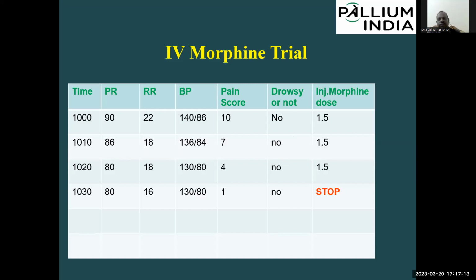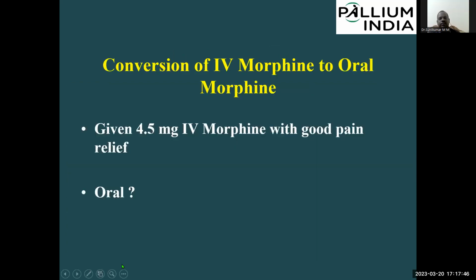So we usually do 1 or 2 intravenous morphine titrations every day for patients with severe pain. So this patient received 4.5 milligram of IV morphine. Patient, immediately after pain relief, wanted to go home. He says, doctor, I want to go home. So what would you do? You have to convert intravenous morphine to oral tablet, isn't it? So oral morphine. With 4.5 milligram, he had very good pain relief. So how will you convert, or what would be the dose of oral morphine that you are going to give this patient?